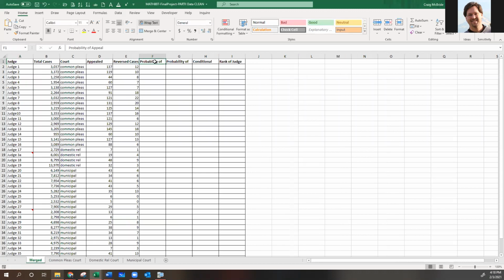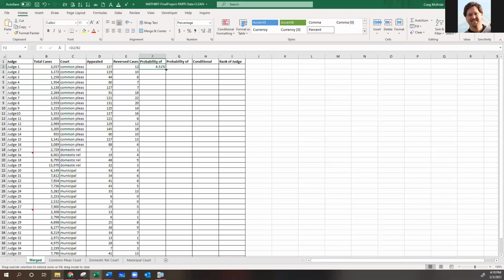So this is the probability of an appeal. The probability of an appeal for this judge is simply the number of appeals that judge has had divided by the number of cases that judge has had. And that's the probability. We can turn it into a percentage, give it 2 decimal places. Now this cell says, go 2 to my left, divide that by something that's 4 to my left.